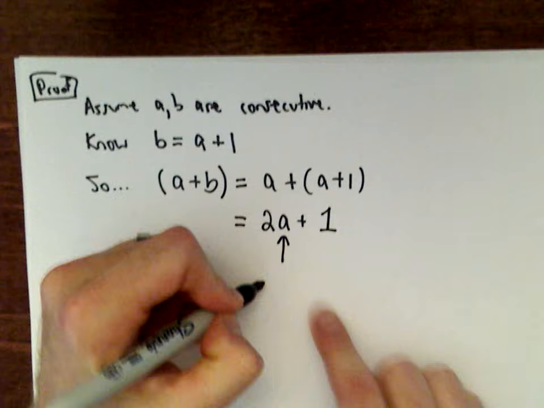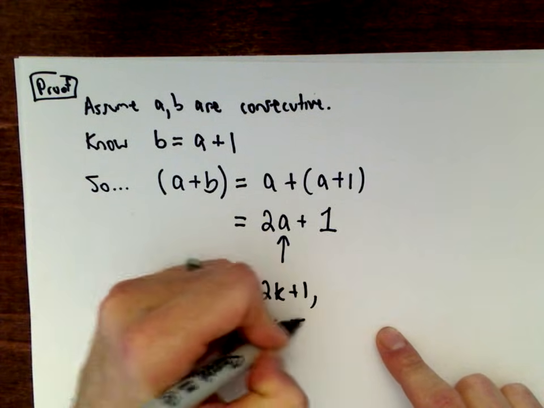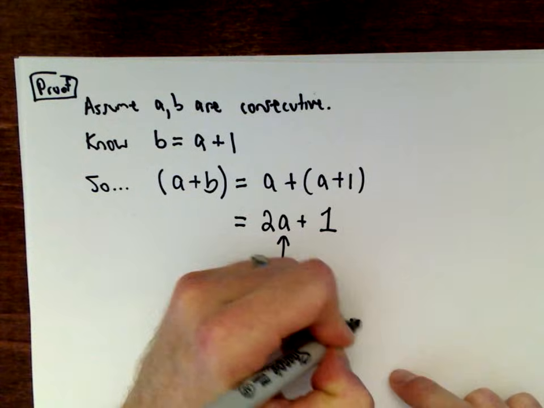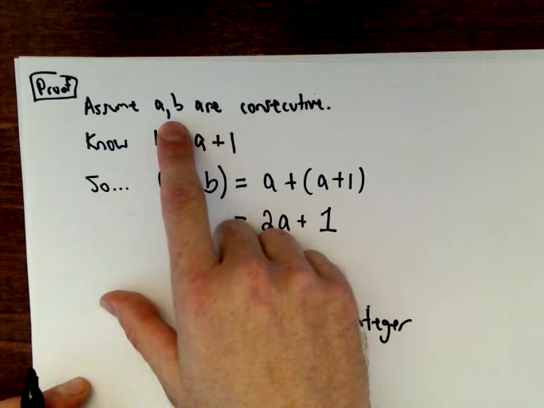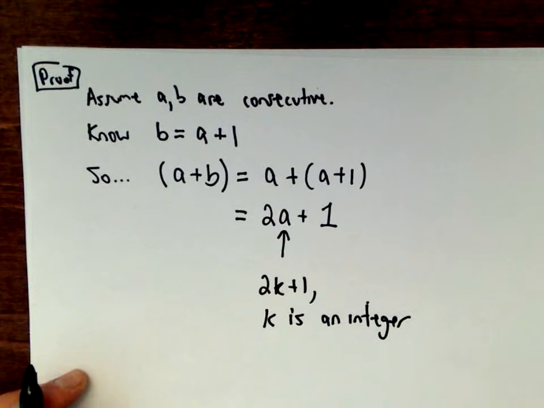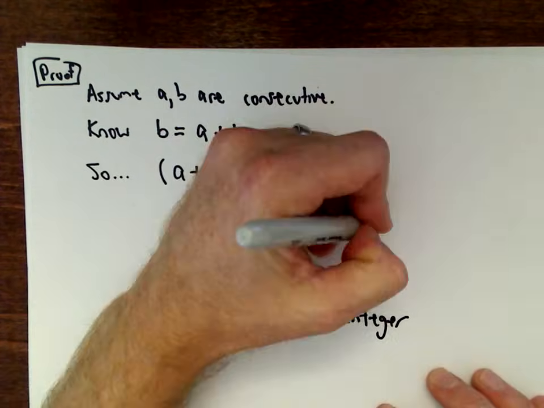We said we had to have this form of 2k plus 1, where k is an integer. And again, we're assuming that A and B are integers, consecutive integers. I said I'm going to be a little sloppy and not write everything out. So we're now done. Proof complete.